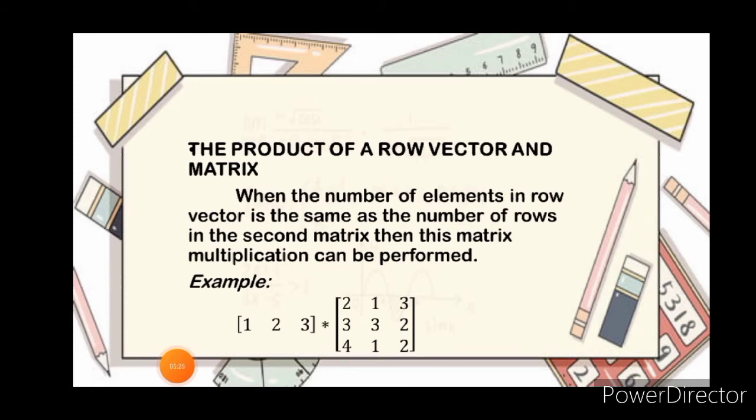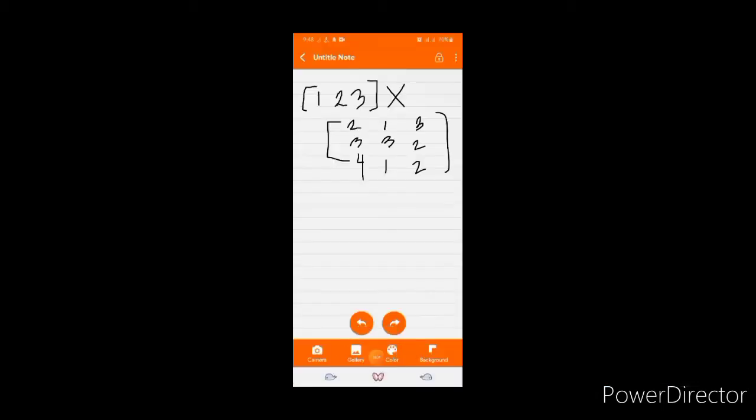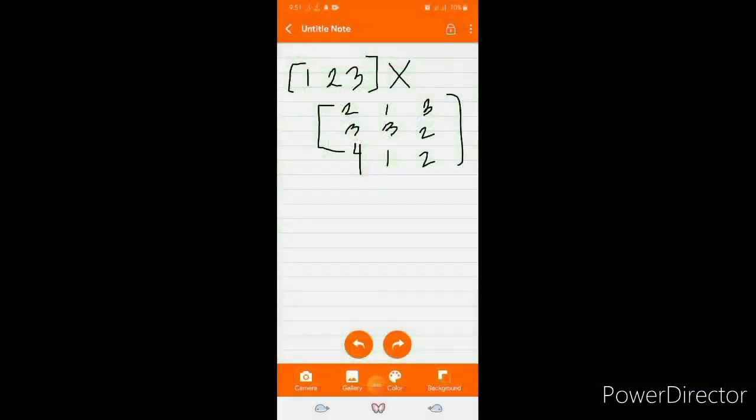Next is the product of a row vector and a matrix. When the number of elements in a row vector is the same as the number of rows in the second matrix, then this matrix multiplication can be performed. For example, in multiplying a row vector and a matrix, the first step is to multiply the row of this and this column.